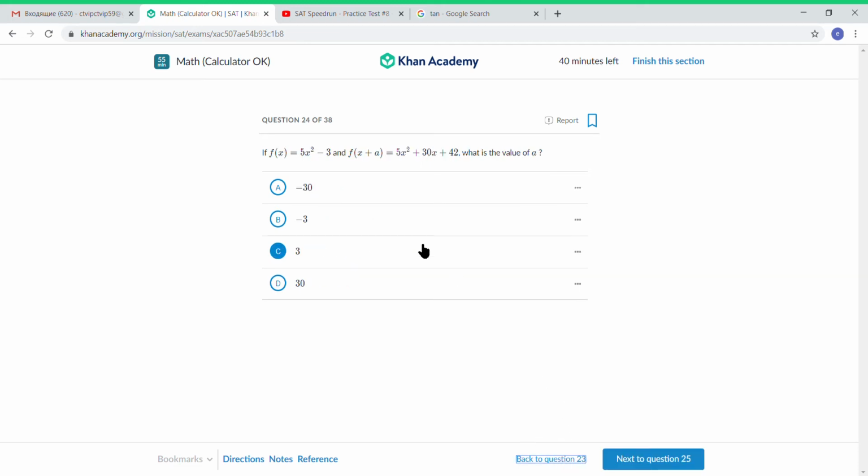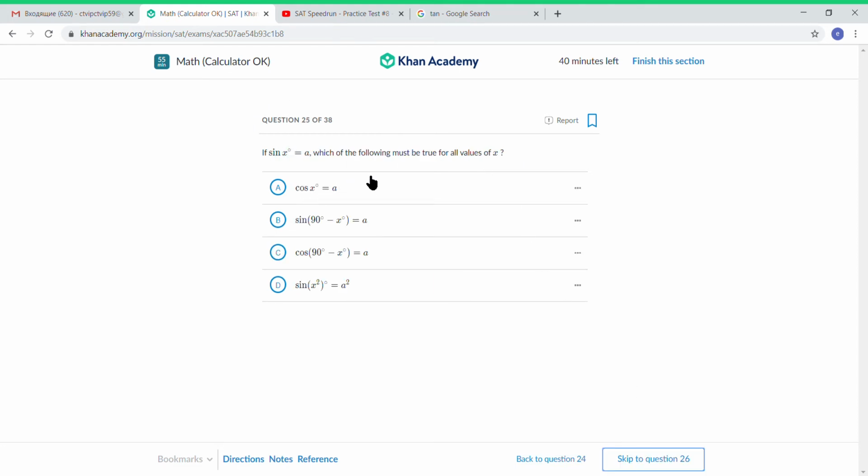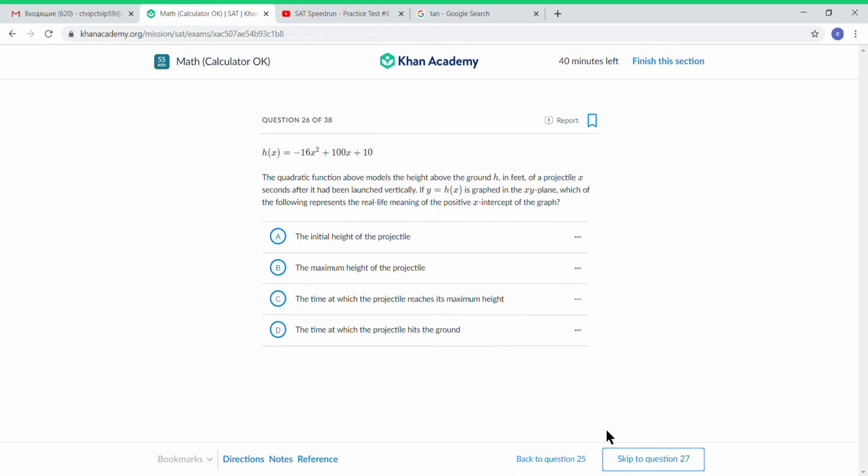Wait, are you sure it can be both though? No, it cannot be both. That one cannot be both. X, what is that? No. Okay, this one is definitely true. That's like no more trick. Like, I mean, cosine of 90 minus x has to be sine.